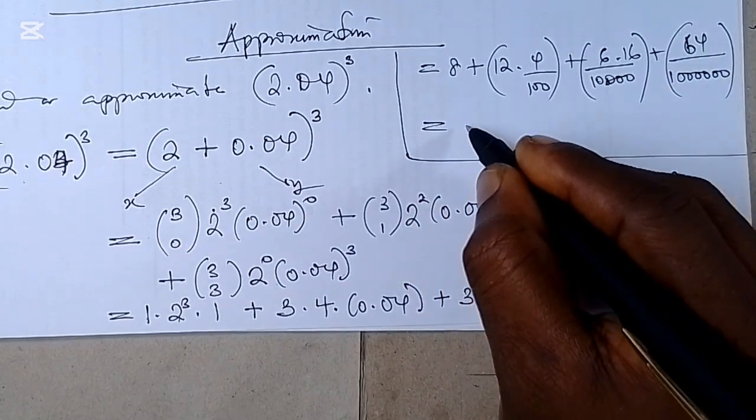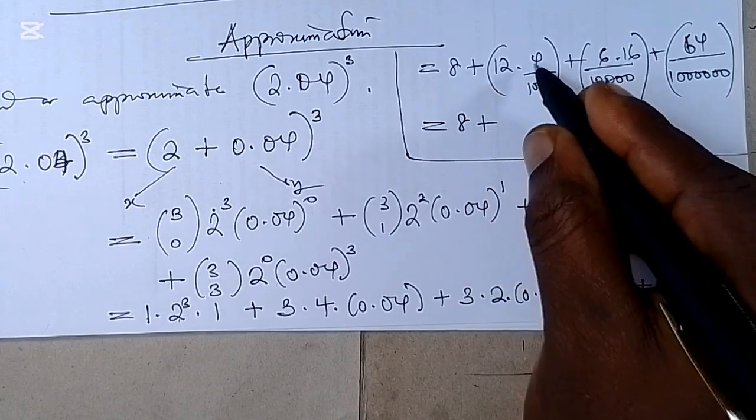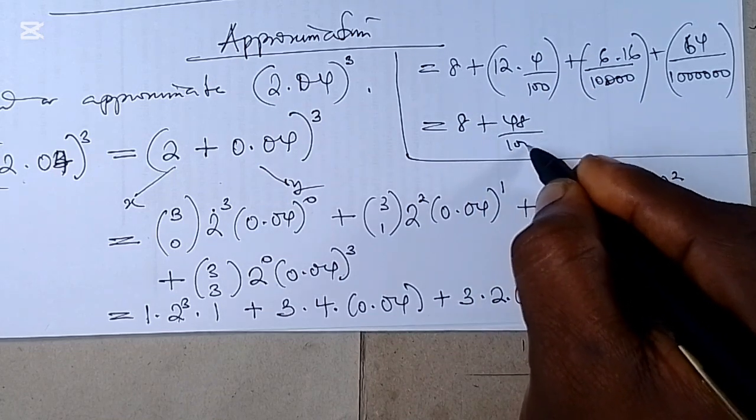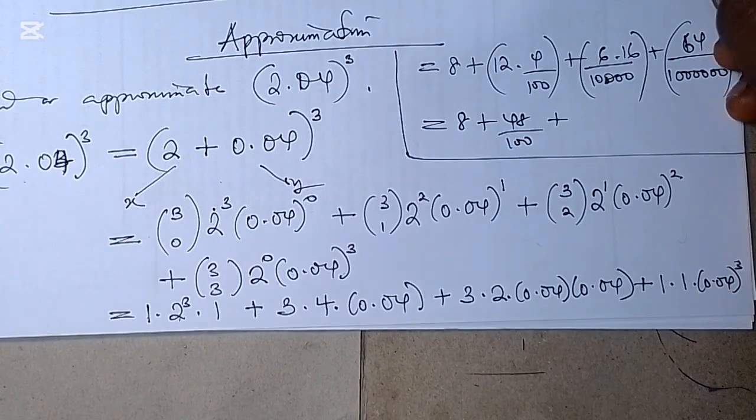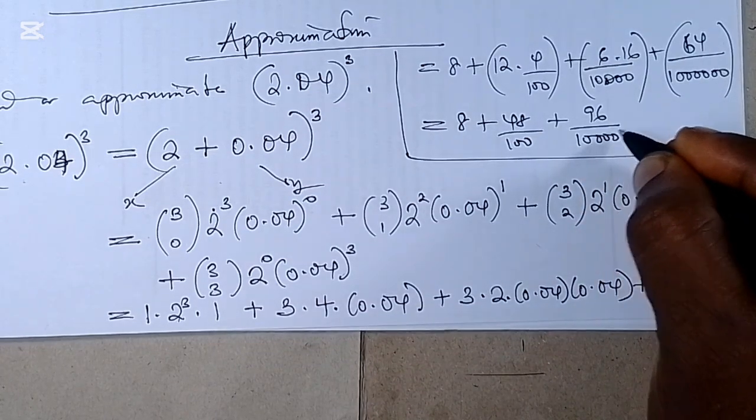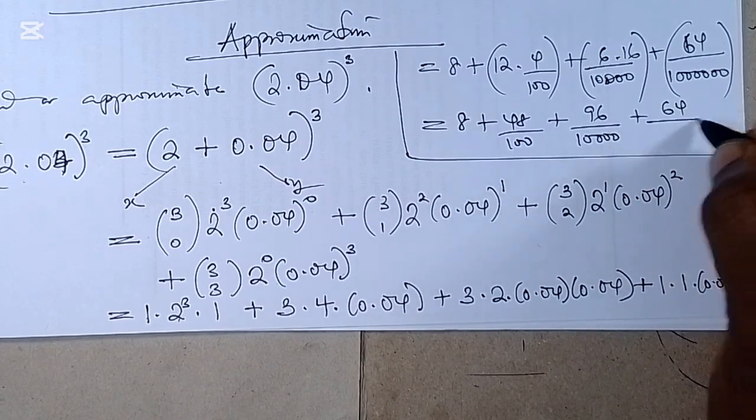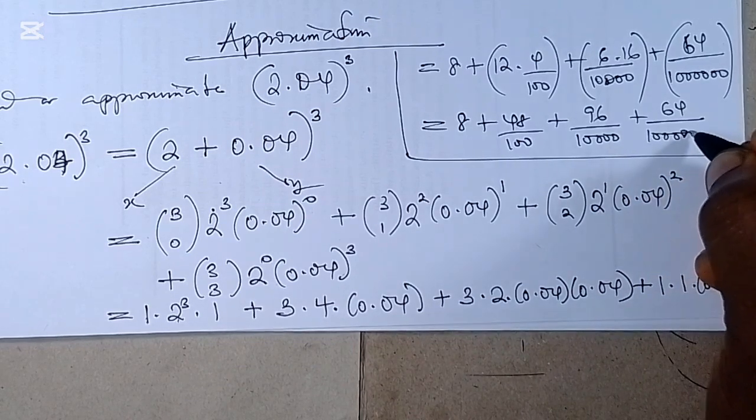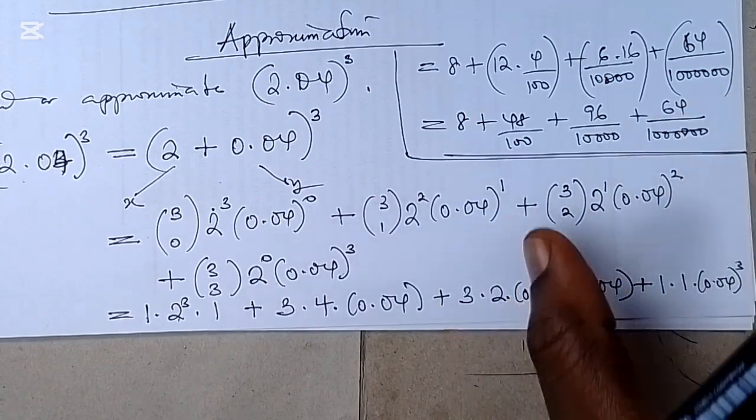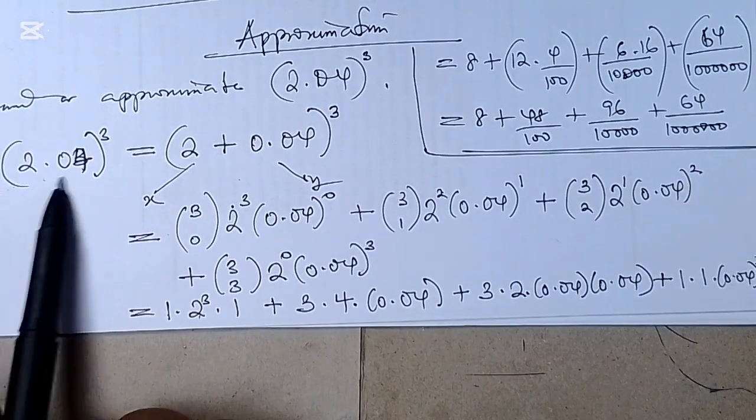Now, whatsoever you get as your value, 8 plus 4 times 12 is 48 over 100. 16 times 6 will be 96. So I'm going to write here 96 over 10,000 plus 64 over 1 million. So when you simplify this, the result to this will give you the approximation of this.